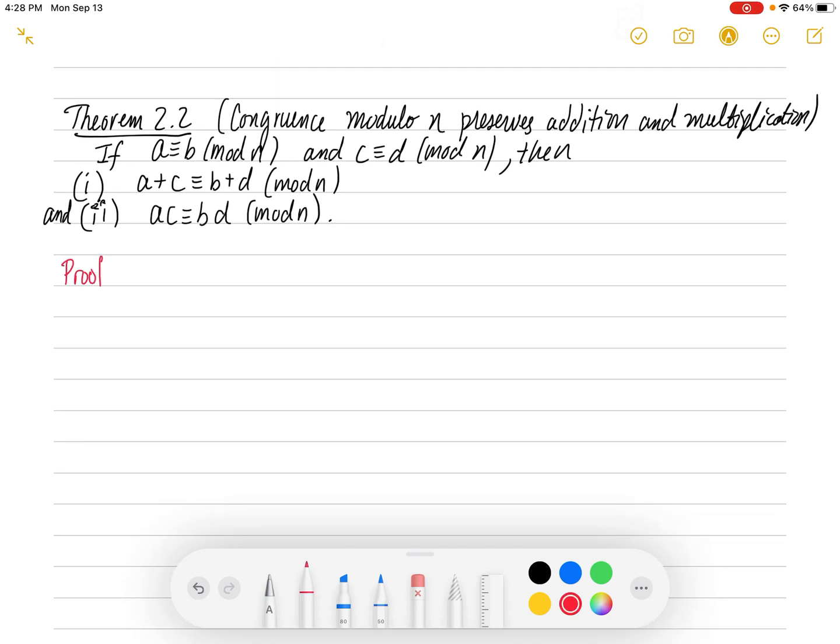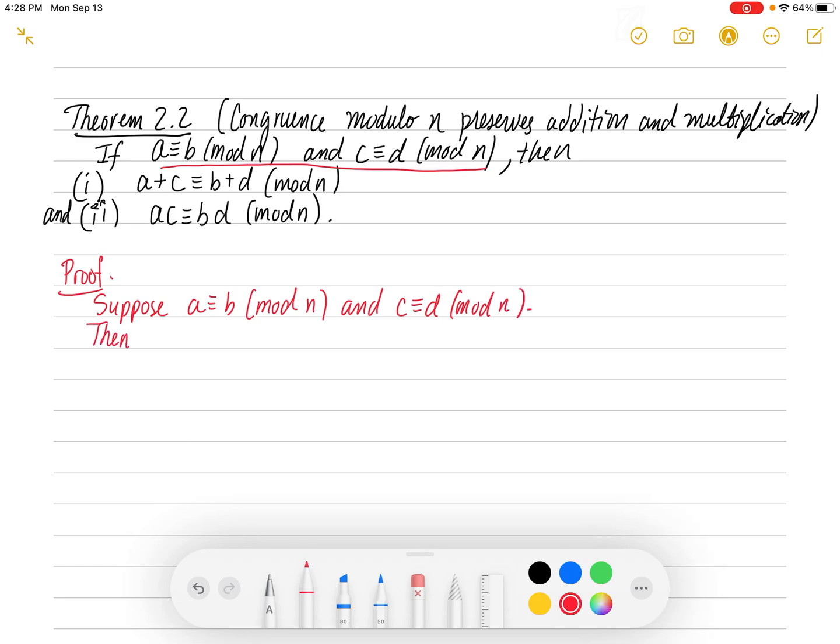So let's go ahead and prove this. If I want to prove this if-then statement, I'm going to assume this part right after the if here, the red. So let's suppose A is congruent to B mod n, and also C is congruent to D mod n. Now probably we want to unwind those definitions for congruence mod n. That means what? n divides A minus B, and n divides C minus D.